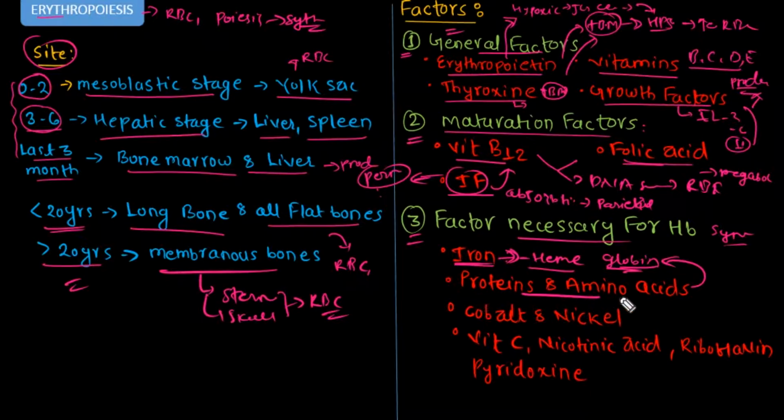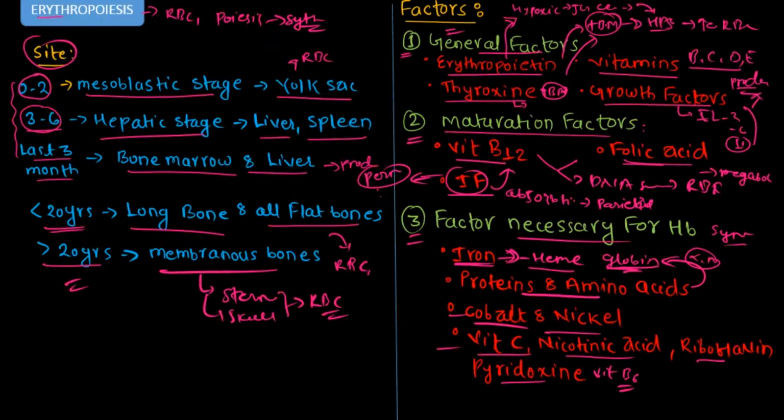Iron. Then we have proteins and amino acids. Majorly we have understood about the globin. Globin consists of alpha and beta chains, and we will talk separately in a different topic about the hemoglobin. Then we need cobalt and nickel as well. Similarly, we need vitamin C, nicotinic acid, riboflavin, that is vitamin B2, and pyridoxine, vitamin B6, for the synthesis of RBC, that is erythrocyte. So these are all the factors which are very important to learn and understand.